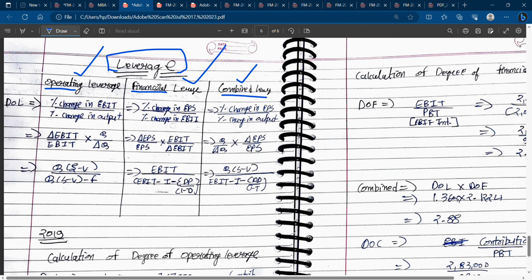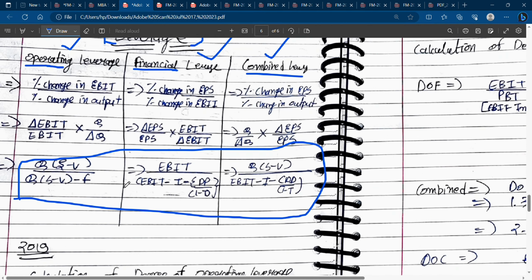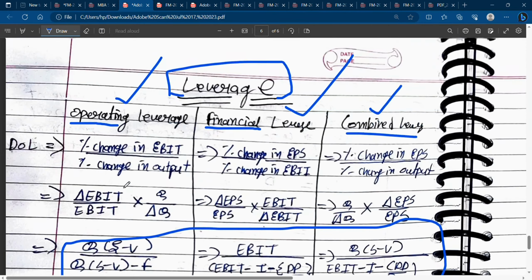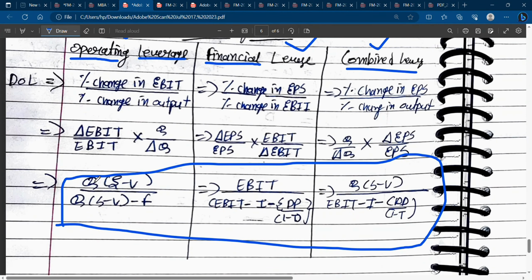So there are various formulas, but the formula which will be used in most of the questions is this last formula, and we will be solving the questions by this. What is the formula for operating leverage? Operating leverage is quantity multiplied by (sales minus variable), which we also call contribution, divided by EBIT, that is, quantity (sales minus variable) minus fixed expenses.